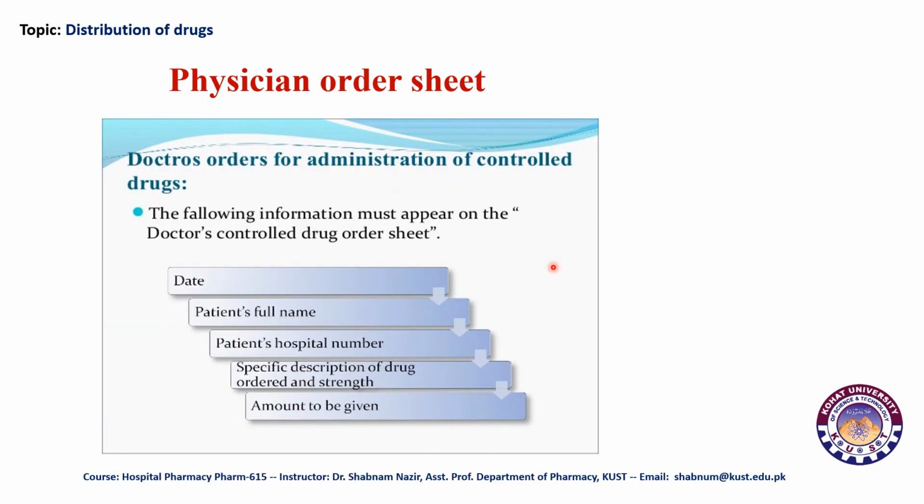The physician order sheet is another option which can be adopted in case a requisition form is not being used for some reason. The physician order sheet will also include certain information, the important items being the date, patient's full name, patient's hospital number, specified description of the drug order and strength, and the amount to be given. This order sheet must also be signed by the physician who is ordering that medicine.